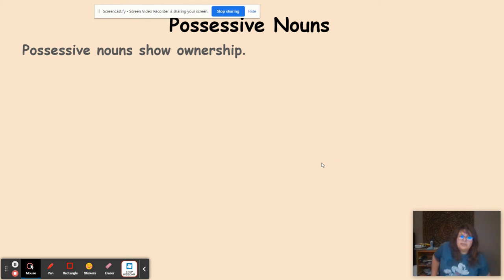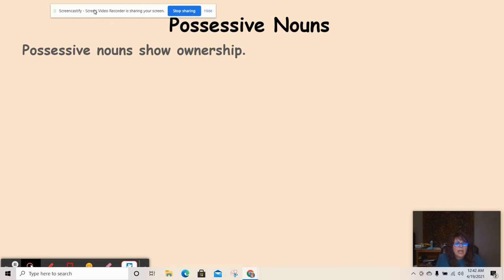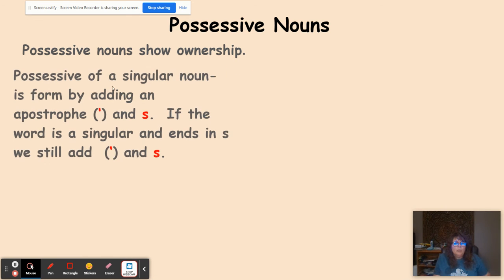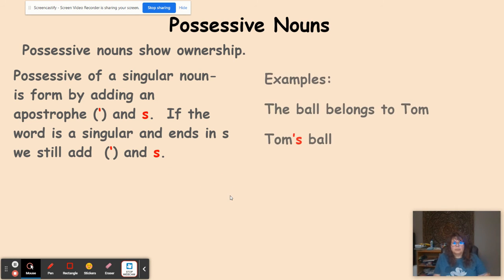So, possessive nouns. What are possessive nouns? A possessive noun shows ownership. Possessives of singular nouns are formed by adding an apostrophe and then an S. If the word is singular and it ends in S, we still add the apostrophe S. Let's look at some samples.